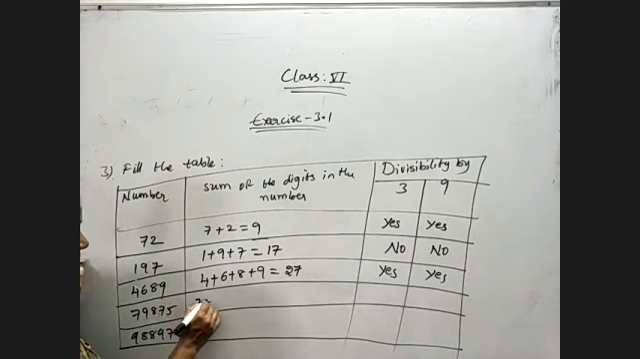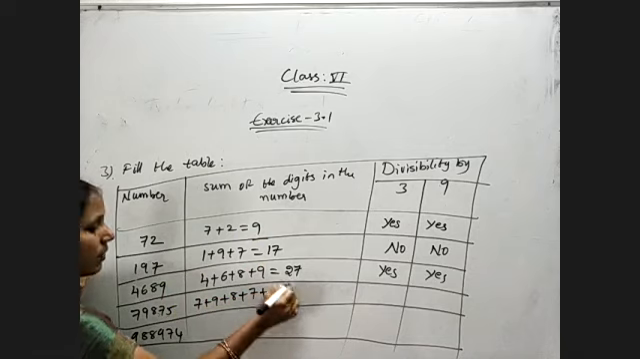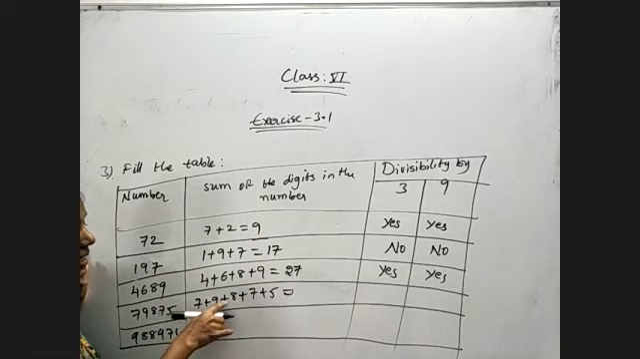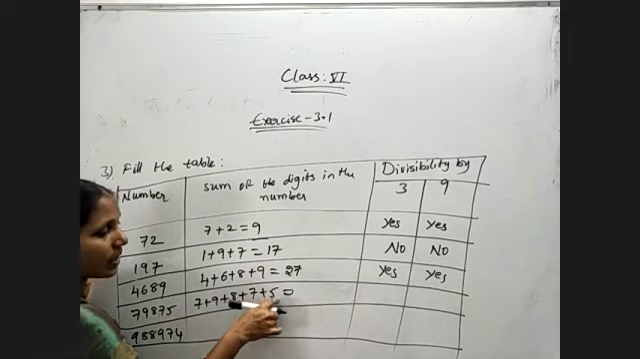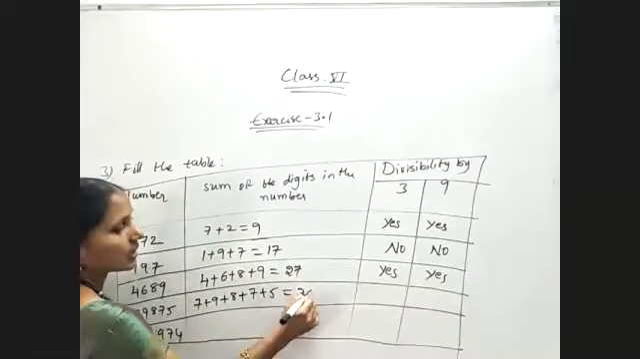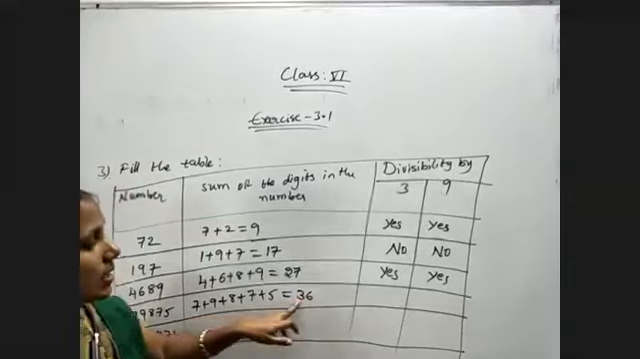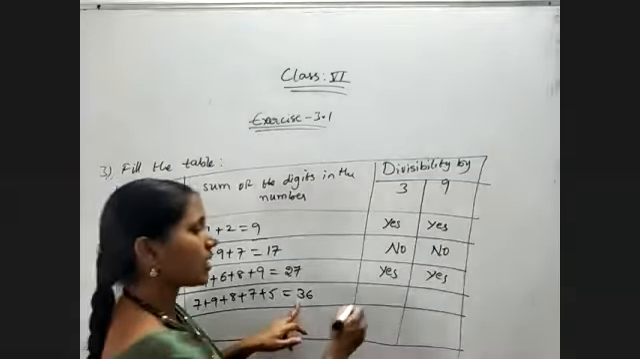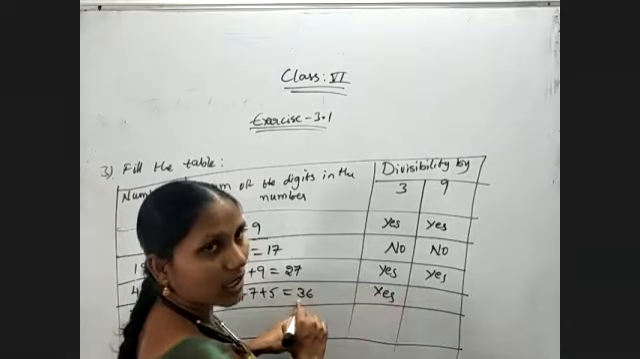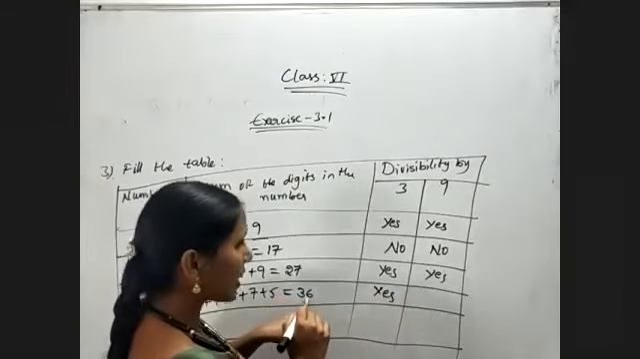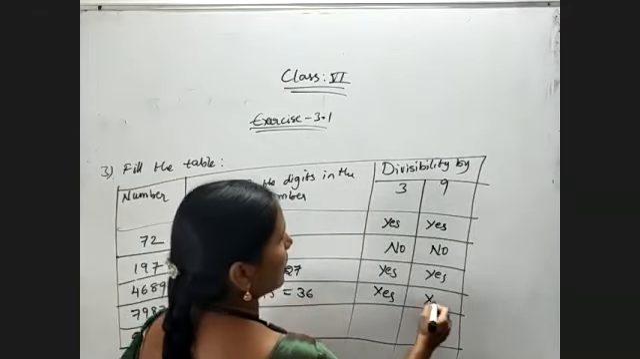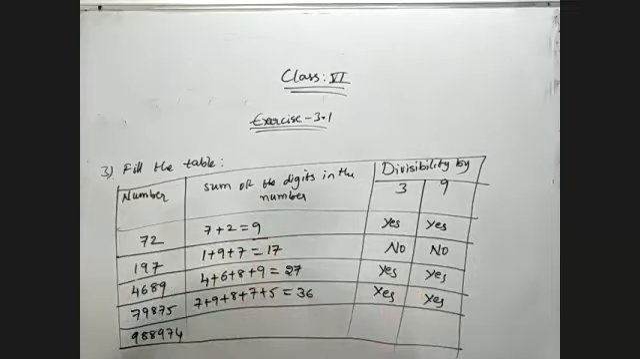Now 7 plus 9 plus 8 plus 7 plus 5 is equal to 7 plus 9 is 16, 16 plus 8 is 24, 24 plus 7 is 31, 31 plus 5 is equal to 36. So 36, we will get 12 3s are 36. So it is a multiple of 3, it is divisible by 3. And 36, 9 4s are 36. So it is divisible by both of the numbers.